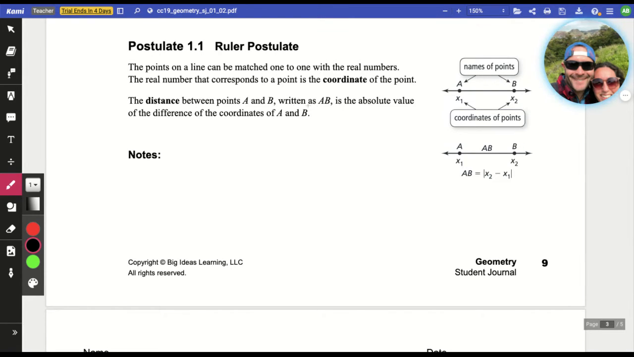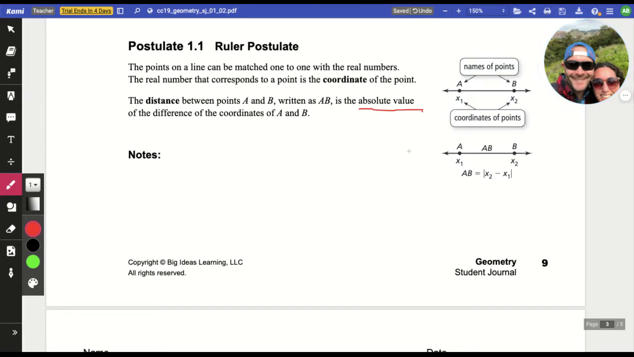And then the distance between points A and B. Now there's a phrase that we just throw in here and kind of take for granted, but do we know what the words absolute value mean? So absolute value is really just the distance that numbers are from 0. It's just one way to measure space mathematically.